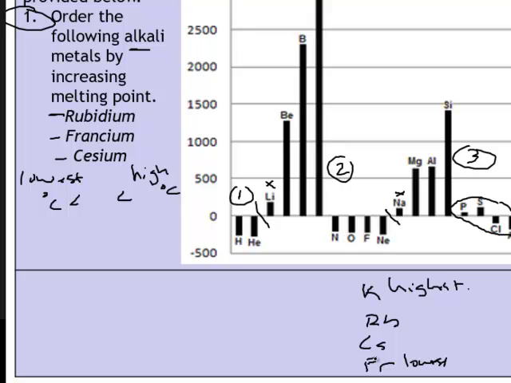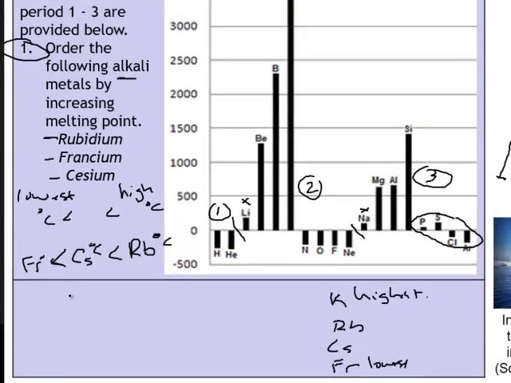So based on that information, I can order these three like this. This will be the highest melting point, then this will be the next melting point, and then this will be the lowest melting point of them all, francium.